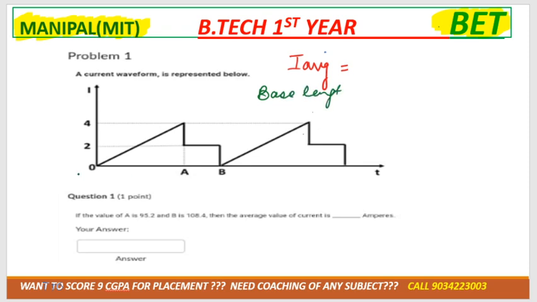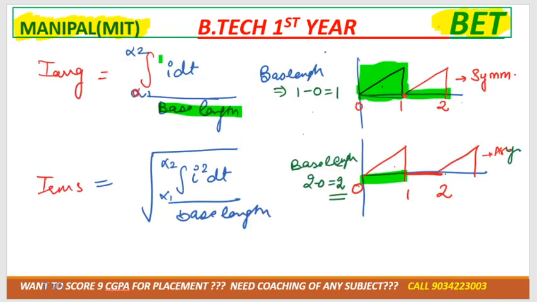Where is the output coming from and up to where? From 0 to b. So in this case, base length is how much? b minus 0, that is equal to b. Correct? Now basically we need to get the value for alpha 1 and alpha 2.